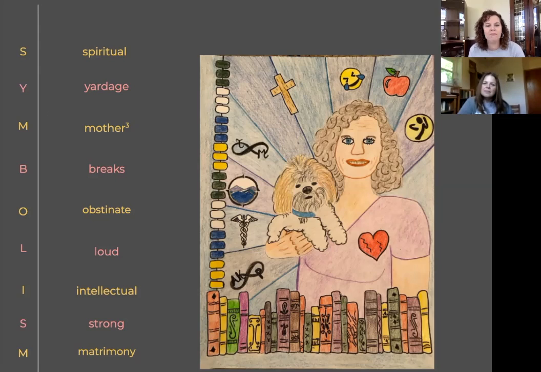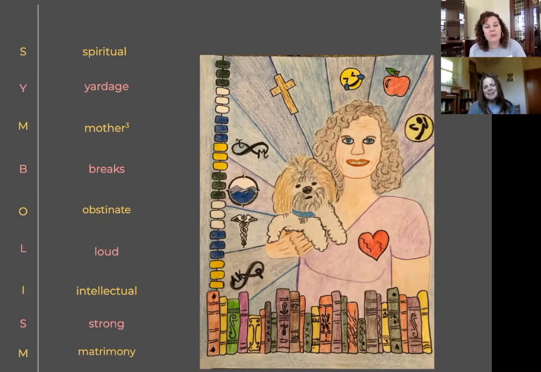For mother, I put mother with the exponent 3 beside it because I have 3 kids and they're very important in my life. And they're represented in my self-portrait by the doctor symbol down there at the bottom, because my oldest son is going to medical school, and then the laughter symbol because my youngest son keeps us all in stitches and he's very, very funny. And then my daughter is represented by the apple, because she's going into education. She's in college right now, and she's going to follow in her mom's footsteps and be a teacher.